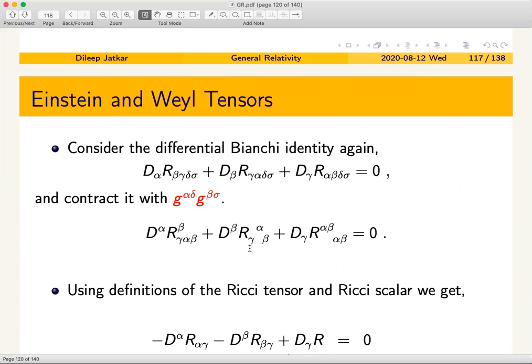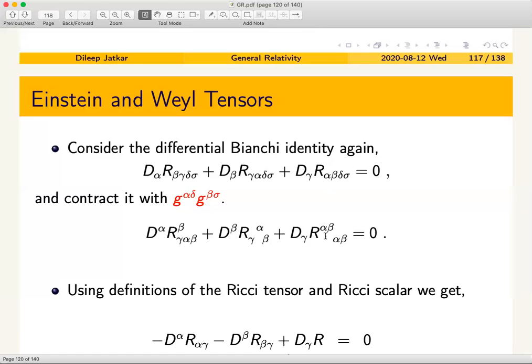Oh, I forgot to write one index. There's an alpha and alpha here, so it is double contracted. That's bad. So R gamma alpha alpha beta, that's how it should be. Sorry for that. The same, plus d gamma alpha beta alpha beta.